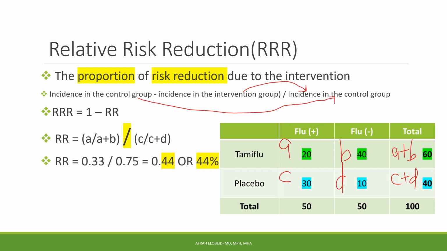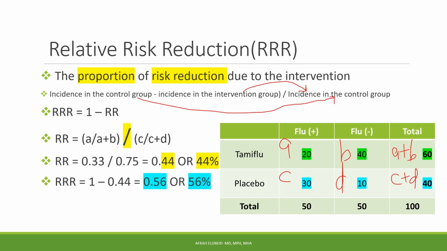So the relative risk equals 0.33 over 0.75, which equals 0.44, or if we want it in percentage, it's 44%. You can pause the video and do your own calculations to practice. But the idea is we calculate the relative risk first, put it aside, and then calculate the relative risk reduction by 1 minus whatever number we got. Here, in this situation, it's 1 minus 0.44, which is 0.56, or in other words, it's 56%. This is the relative risk reduction.